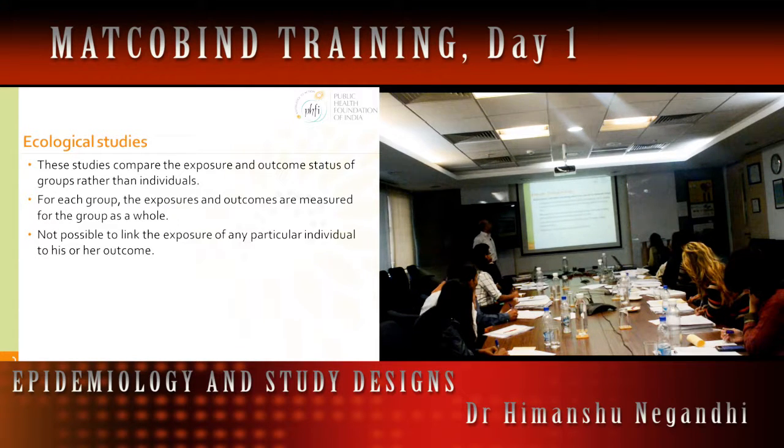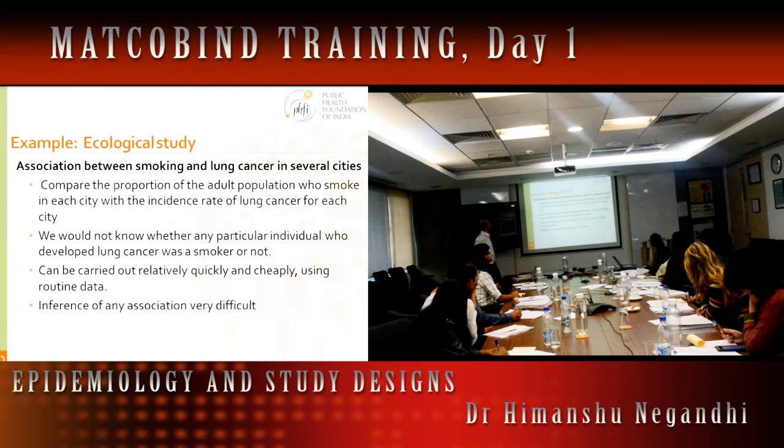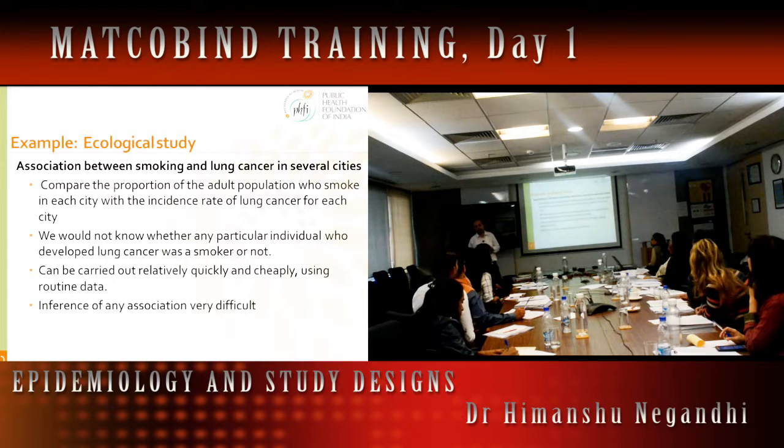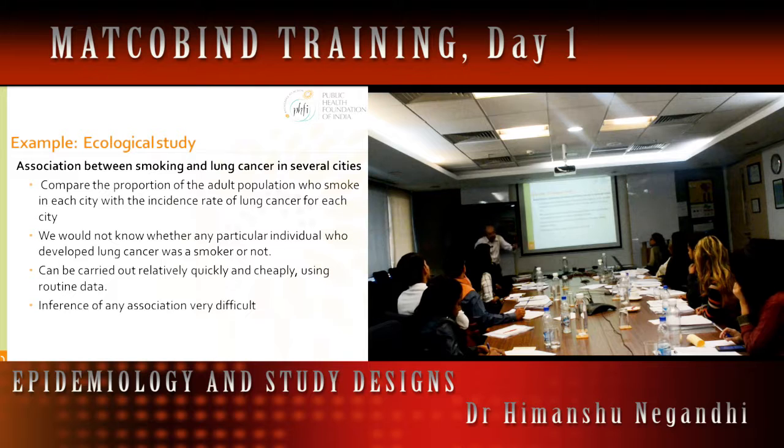Example, look for smoking and lung cancer in several cities. So compare the proportion of adult population who smoke, find out the incidence rate of lung cancer for each of those cities, and then plot them up on a scatter plot. We would not know whether any particular individual developed lung cancer was a smoker or not. Can be carried out quickly and cheaply using routine data, but inference is difficult. You can only say that yes, it seems where cigarette sales are higher, lung cancer is higher, but it doesn't tell you why that individual got a lung cancer. That question is still not answered.